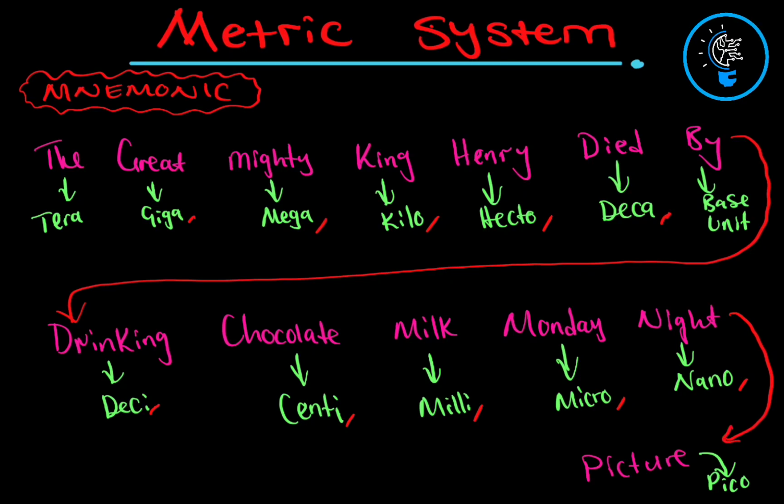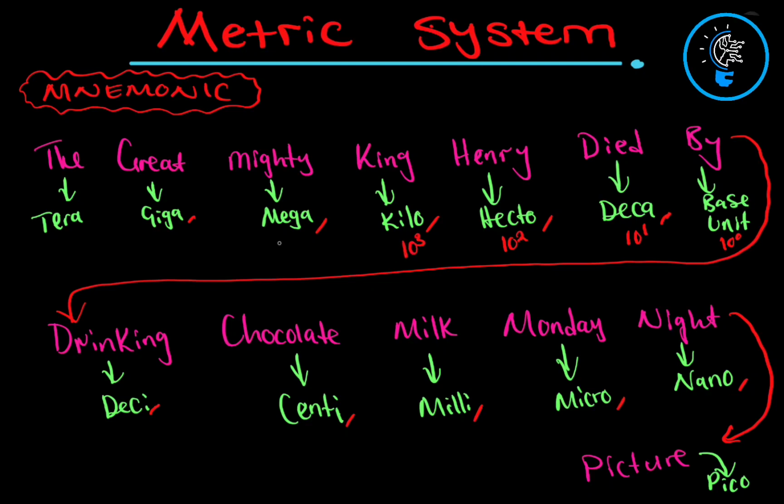Okay, let's now allocate the values, the numbers. The base has 10 to the power 0. Then deca has 10 to the power 1. Then hecto has 10 to the power 2.